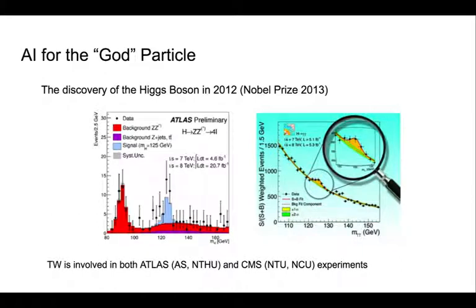And in order to distinguish these rare signal events from the enormous backgrounds, we need the help of AI algorithms such as boosted decision trees or neural networks. And in Taiwan, we're involved in both the ATLAS and CMS experiments.